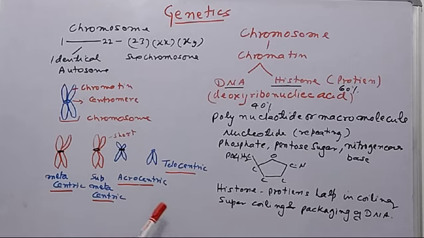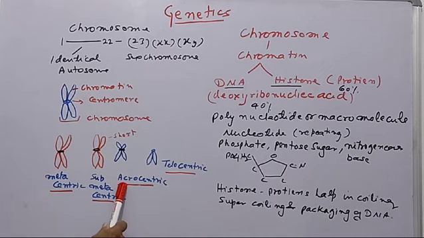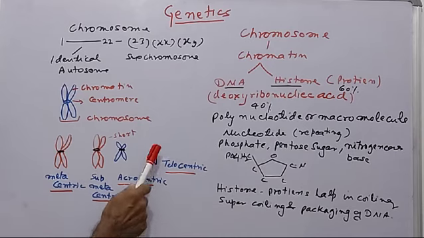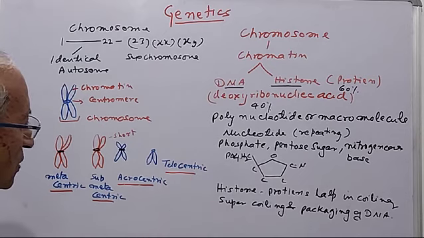And in the third case, when the centromere moves towards one side, and again one arm is smaller than the other, that is known as acrocentric. And when the centromere is at the end or at the corner of the chromatin fiber, it is known as telocentric.